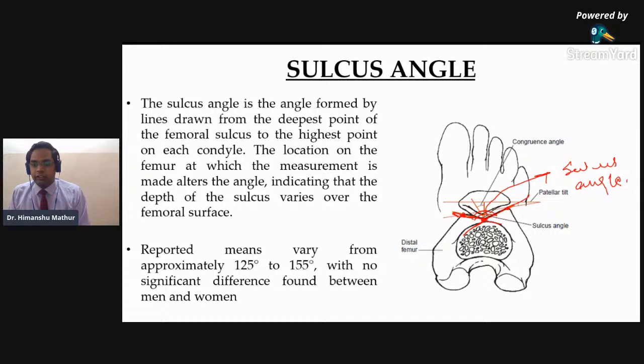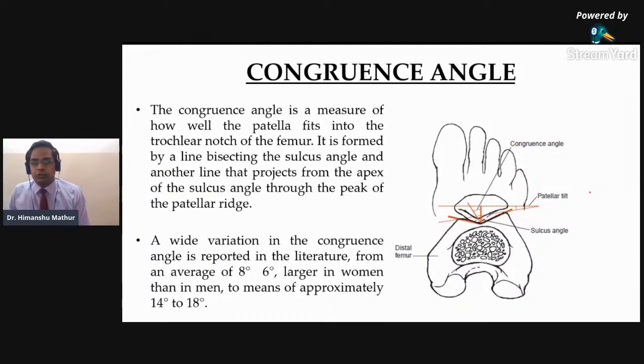The normal value of sulcus angle is about 125 to 155 degrees. It can vary from one gender to another, male and female. The last one for today is the angle of congruence.